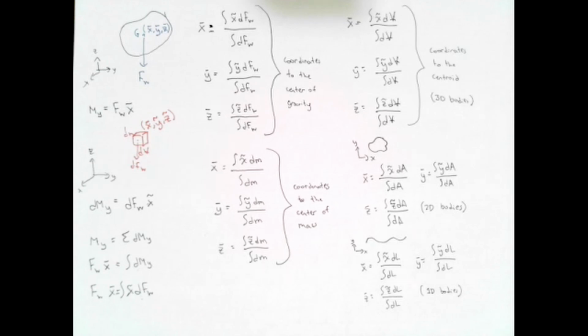I have one real quick. In the 2D bodies, how do you have X, Y, and Z if there's only 2 dimensions?